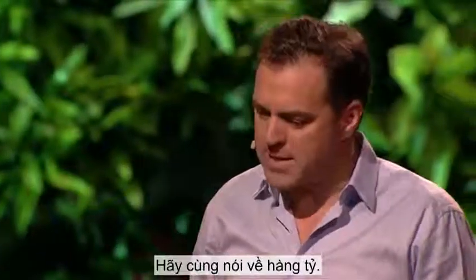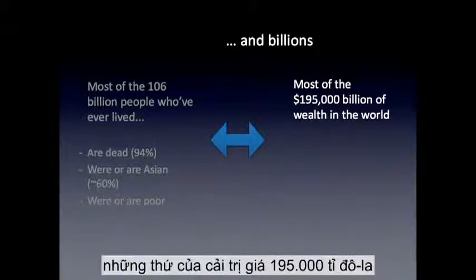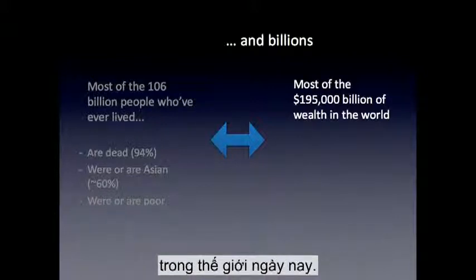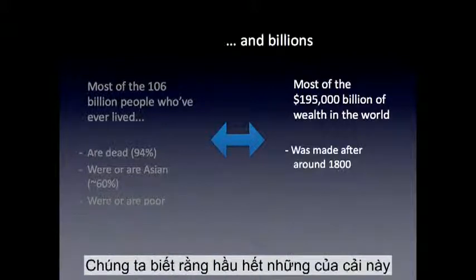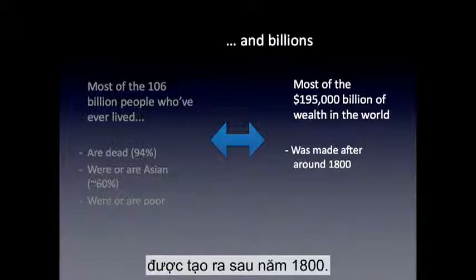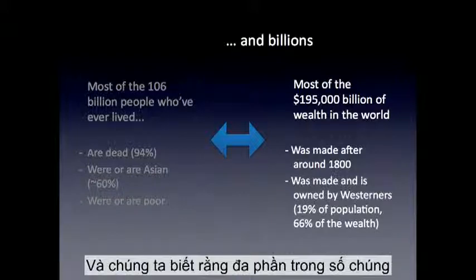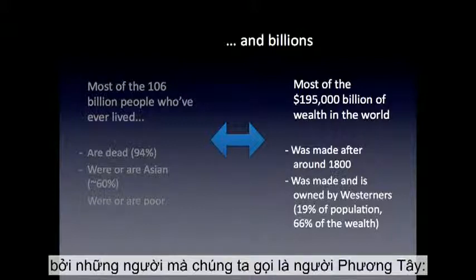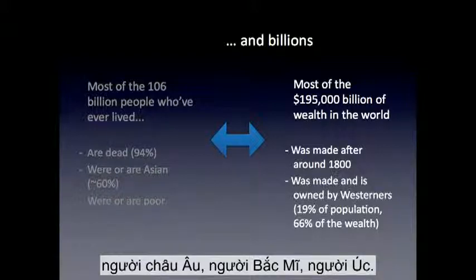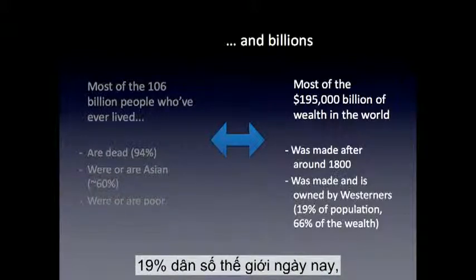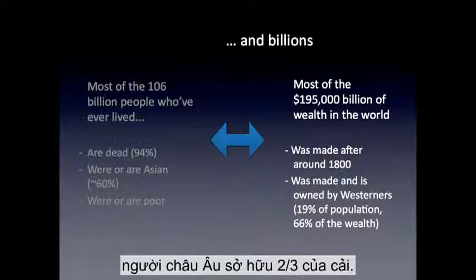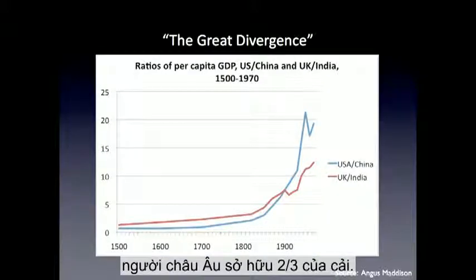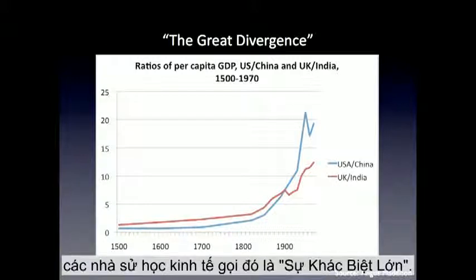Let's talk about billions. Let's talk about the $195,000 billion of wealth in the world today. We know that most of that wealth was made after the year 1800, and we know that most of it is currently owned by people we might call Westerners. Europeans, North Americans, Australasians. 19% of the world's population today, Westerners, own 2/3 of its wealth. Economic historians call this the Great Divergence.